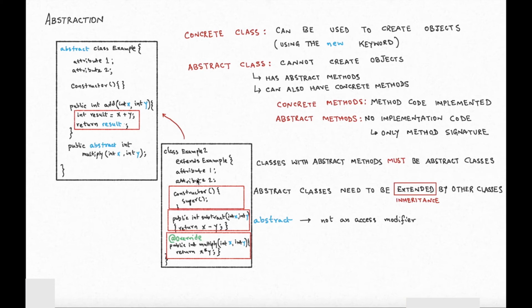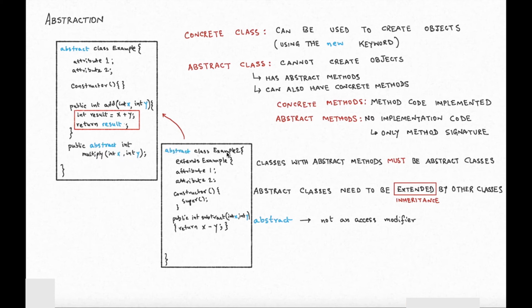But what if example2 did not implement the multiply method? Let's say it never overrode the multiply method, but it still inherits from example. It still extends example. What would happen in that case? Since example2 did not implement the abstract method of its parent class, example2 itself has to be abstract as well. And in that case, we cannot create objects using the example2 class either. So a third class might need to inherit from example2 and ultimately implement multiply. And maybe from that third class, we will be able to create objects.